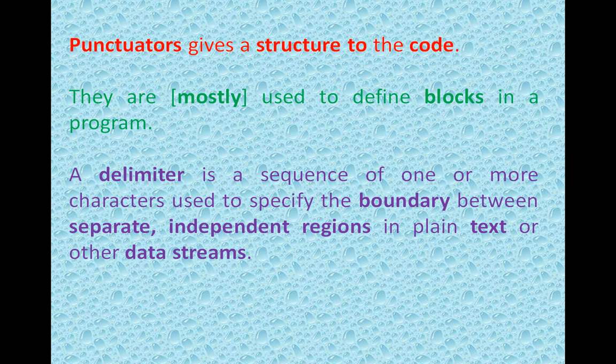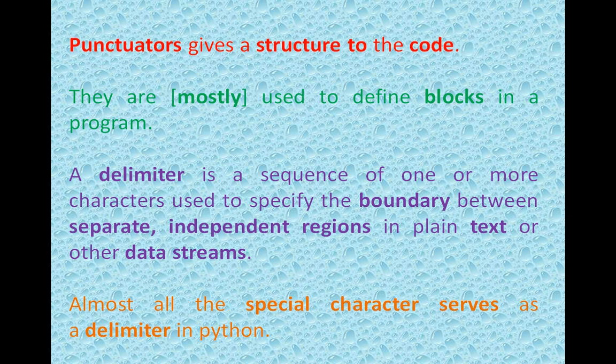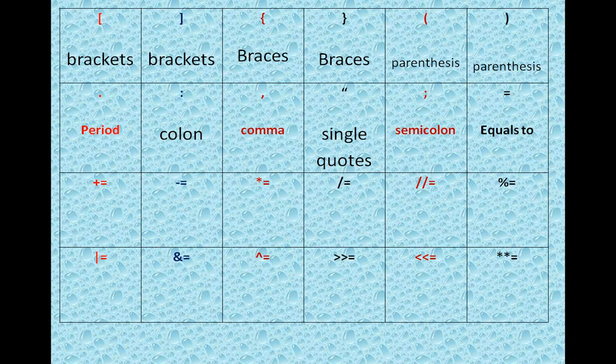Almost all special characters like period sign, semicolon, comma, all these signs that you are going to use in Python serve as delimiters in Python language. All of the delimiters that you are going to use in Python, I have shown with the help of a table. Brackets, braces, parentheses, period, colon, comma, single quote, semicolon, equals to, plus equals to, almost all operators, all signs that you are going to use in Python are known as punctuators or delimiters. I am going to explain the common punctuators so that you can have a better understanding of punctuators.